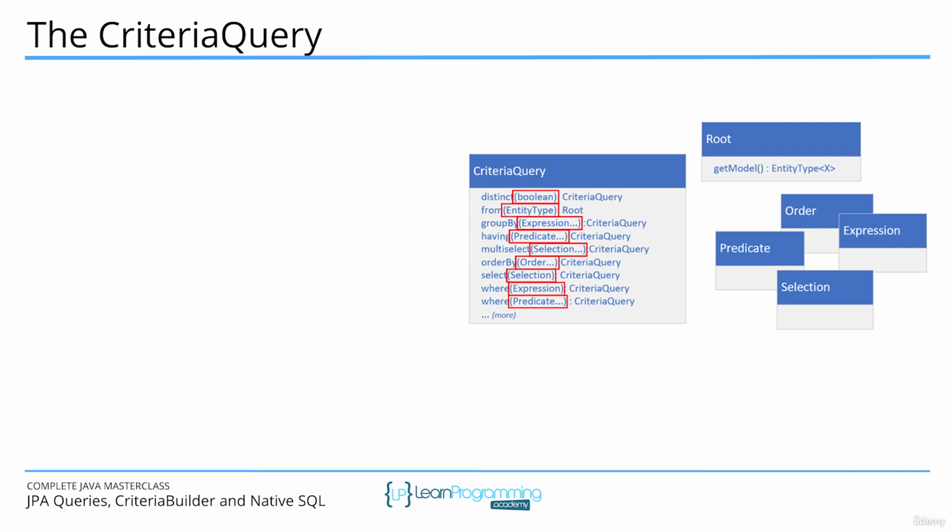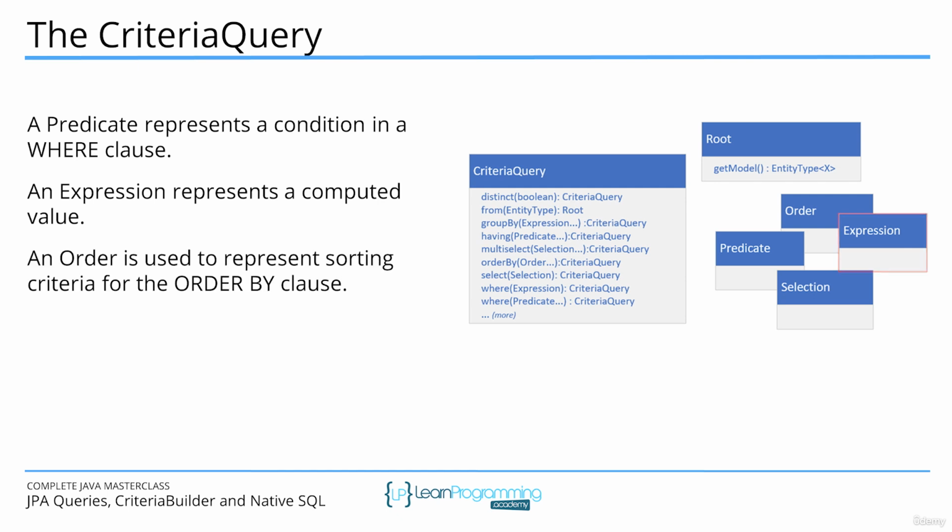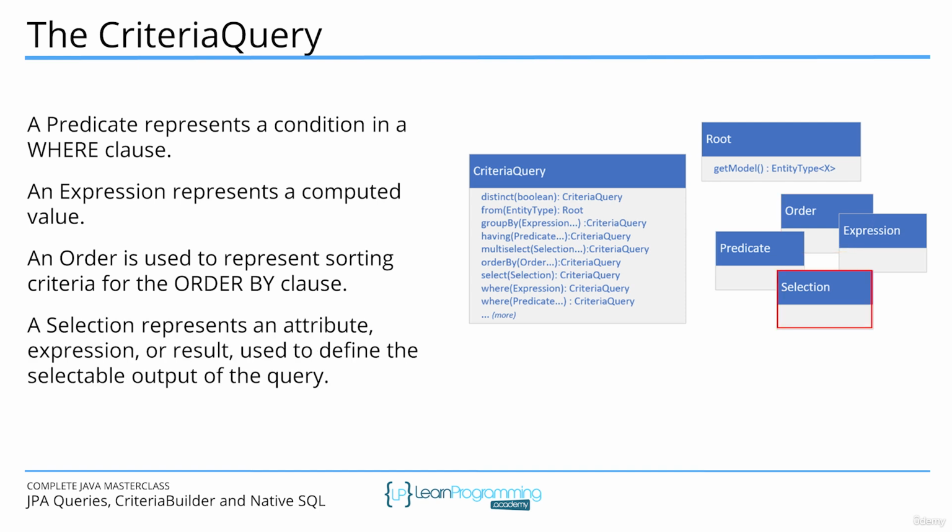Also notice the arguments passed to these methods, which mostly consist of the four types I mentioned already, and which are displayed here as well. When you pass instances of these types to methods, you'll be using a Criteria Builder factory method to get specific instances of these types. A predicate represents a condition in a where clause. An expression represents a computed value. This can be a mathematical expression, a function call, or a field reference. An order is used to represent sorting criteria for the order by clause. A selection represents an attribute, expression, or result used to define the selectable output of the query.